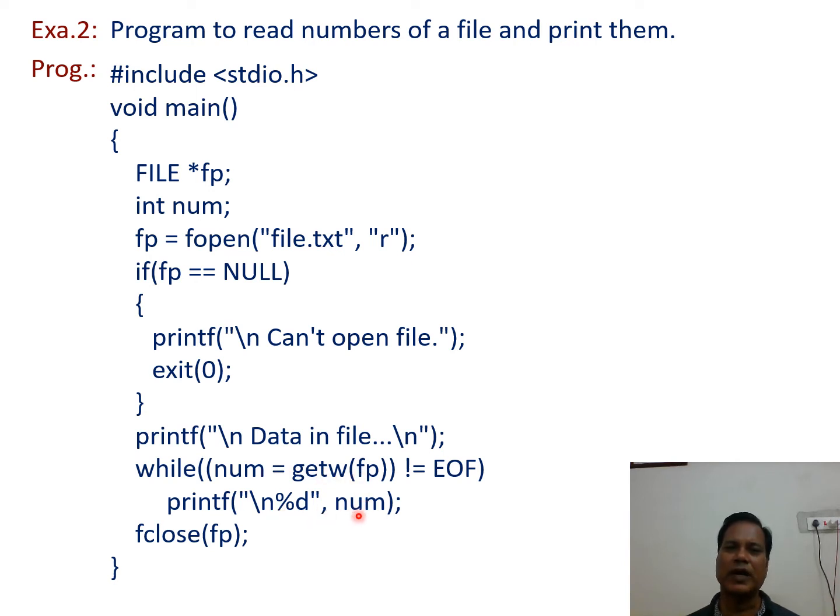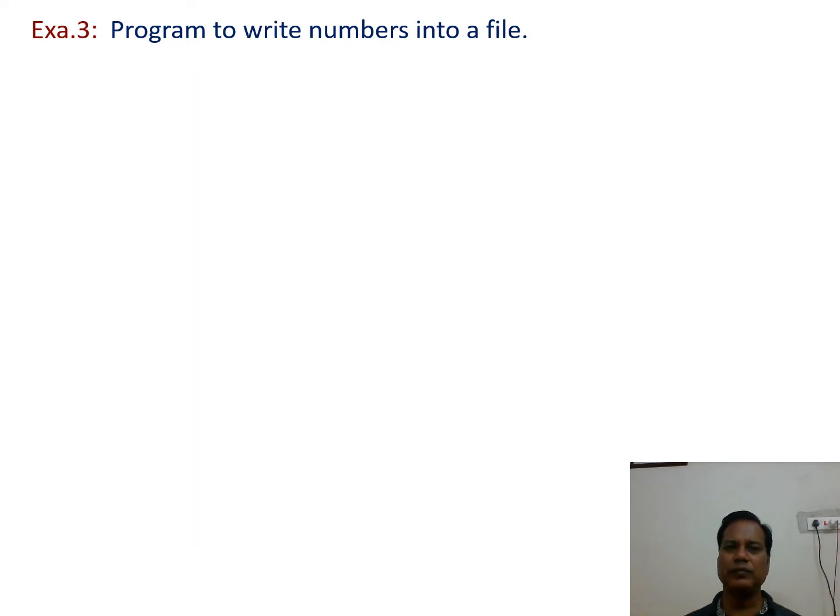So this continues as long as the condition is true, that is, the number is not end of the file. Once the condition becomes false, the last number is read, and then using fclose(fp); the file is closed. When this program is run, we get the output like this one: data in file 78, 45 and 63.